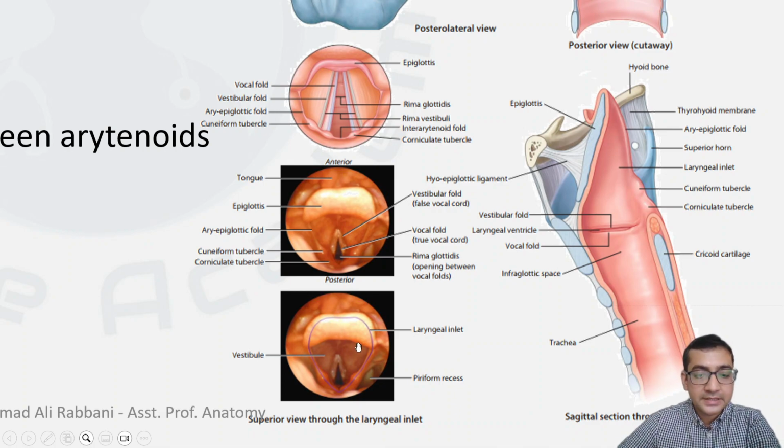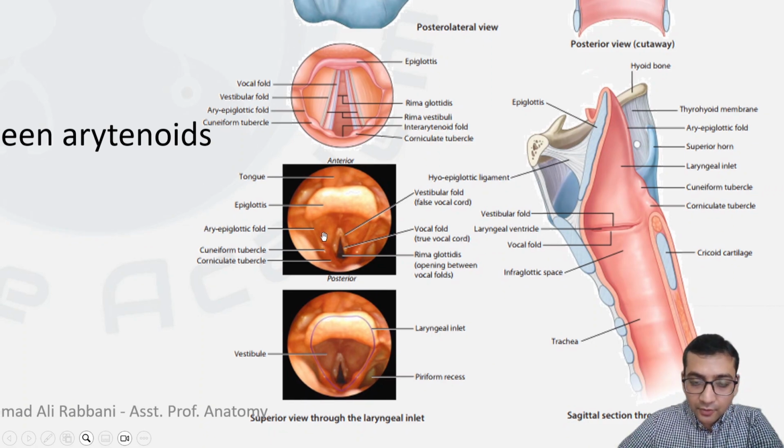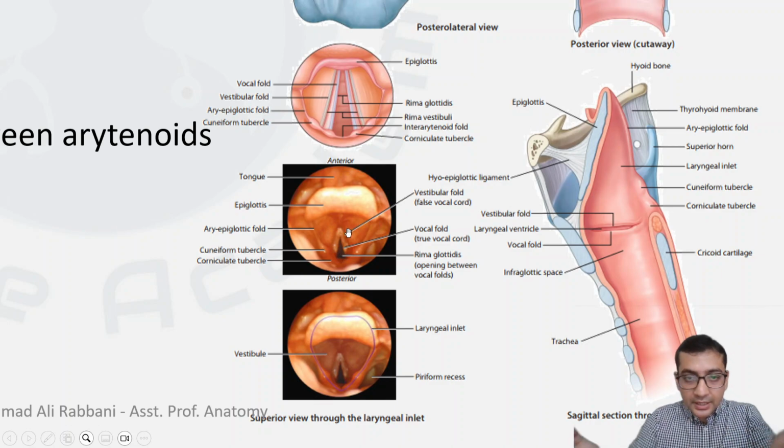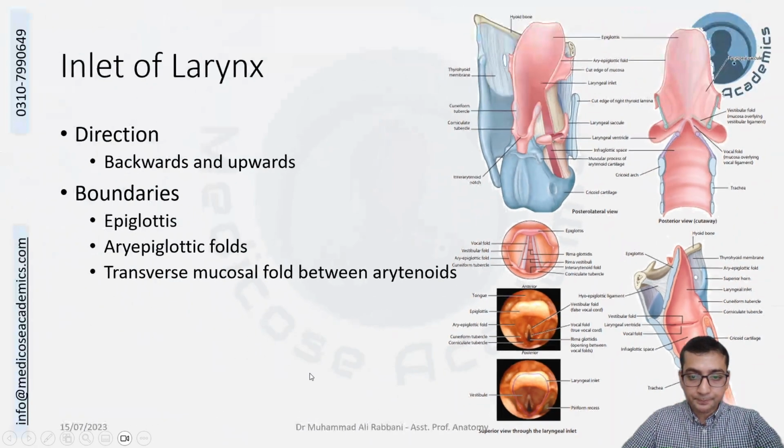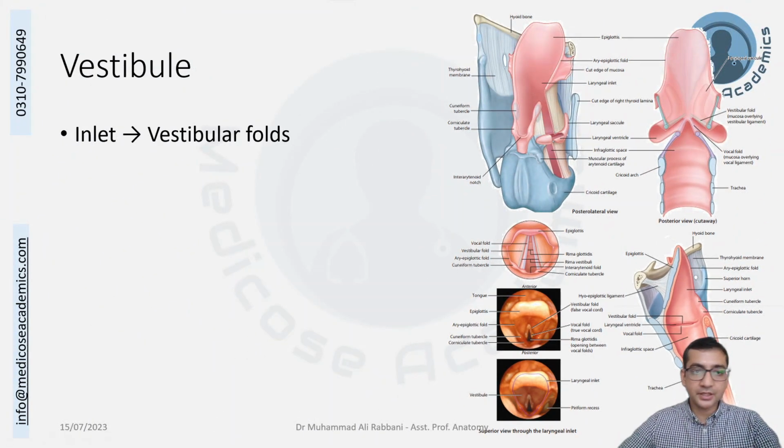This is how they show in real life. Between them, this red fleshy fold is the false vocal cord, and beneath it, the white portion going medially is the true vocal cord, the vocal folds. And the blue line here shows the laryngeal inlet.